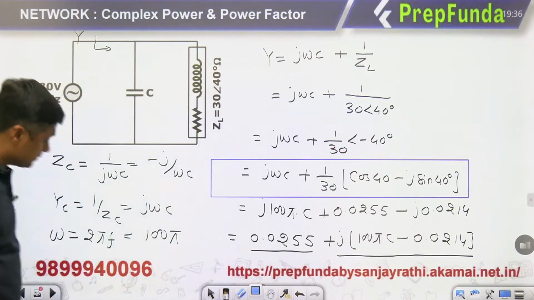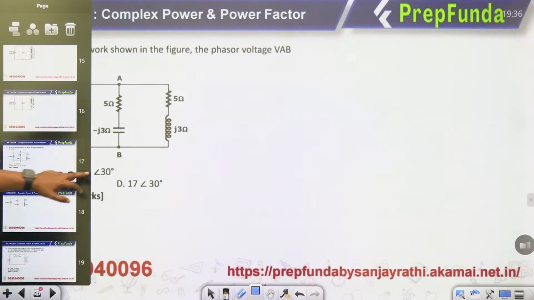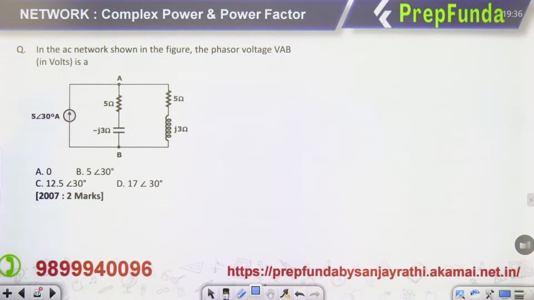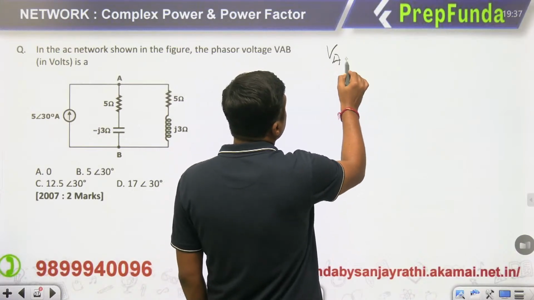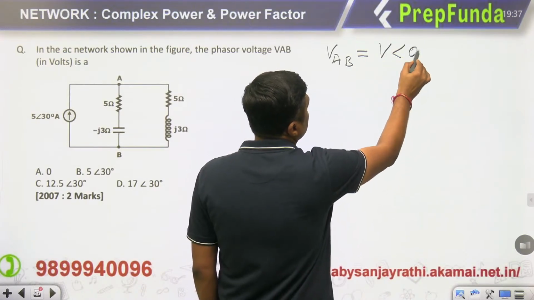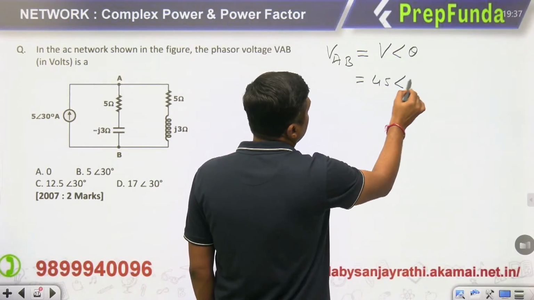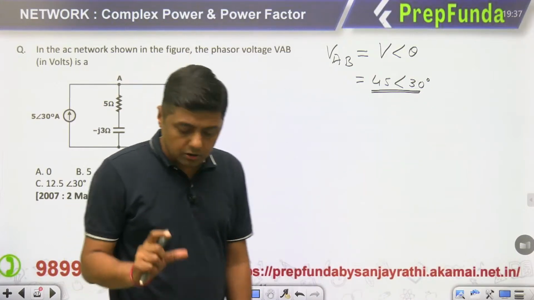Okay, then the next one. In the AC network shown in the figure, the phasor voltage VAB is... When we are talking about the phasor, it means what? We are representing, for example, VAB. So phasor means we are giving the magnitude and angle. For example, it is 45, angle is 30 degree. That is called phasor notation. Here, this is in phasor notation actually.